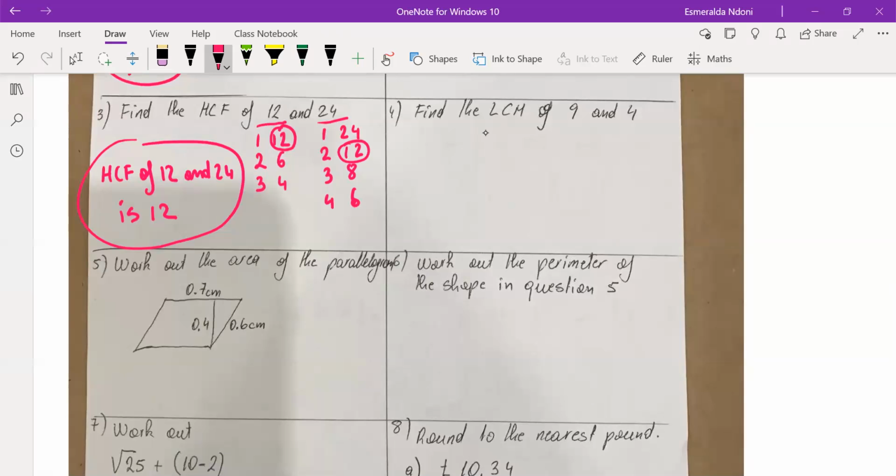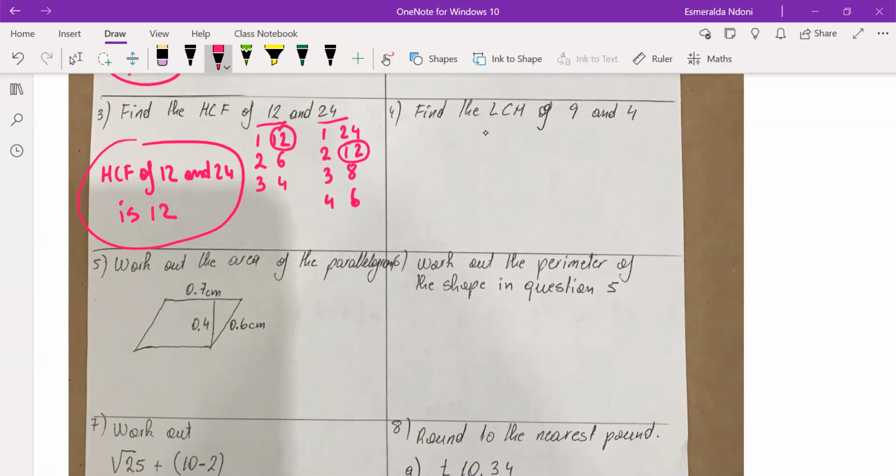Again, if you got it correct, tick. If you didn't, pause and copy it. You will notice that every week the questions are going to be very similar. So it's very important that you correct your work, so then you can get it right next time.